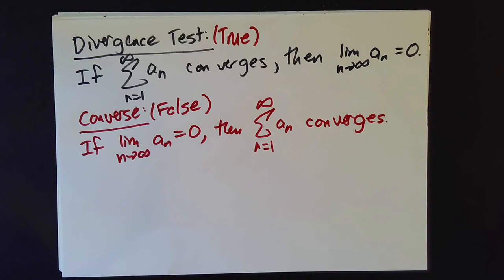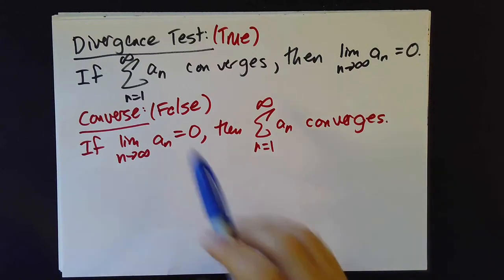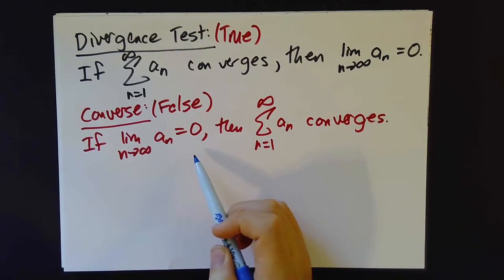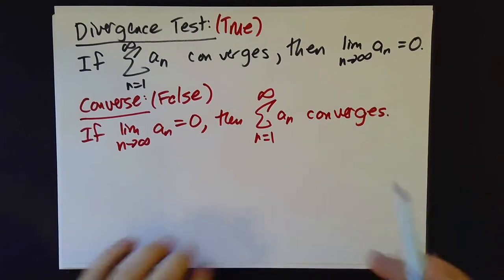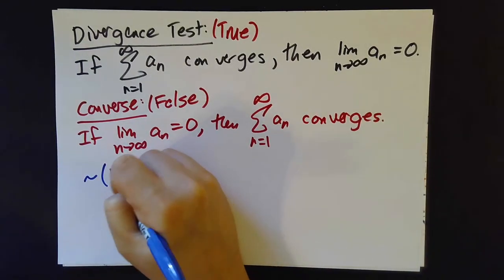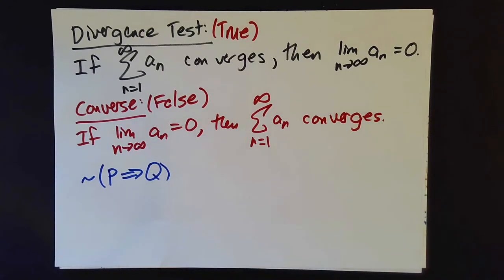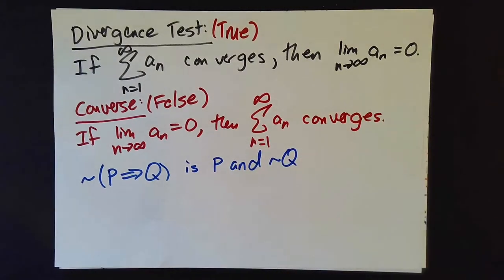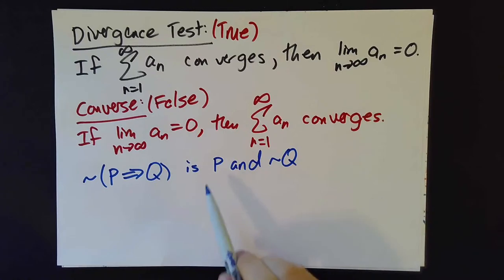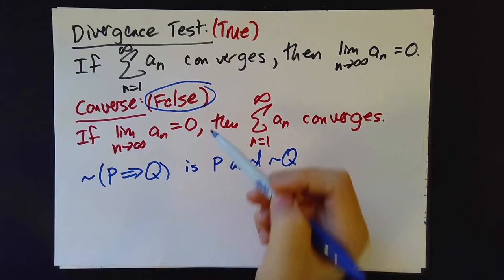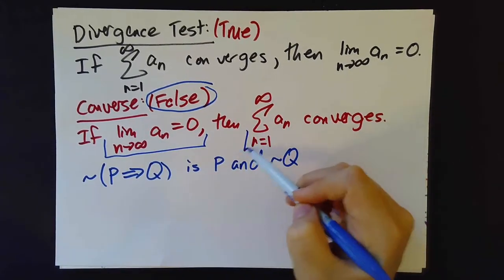Okay. And dipping into a little bit of a preview of what we're going to talk about in 2.3 and really throughout the rest of the course, why is it false? It's false because there are series whose terms go to zero, but where this series doesn't converge. Okay. So remember, the negation of this implication P implies Q is P and not Q. So in other words, if I want to show you this thing is false, I want to show you a series where this piece is true and this piece is false.